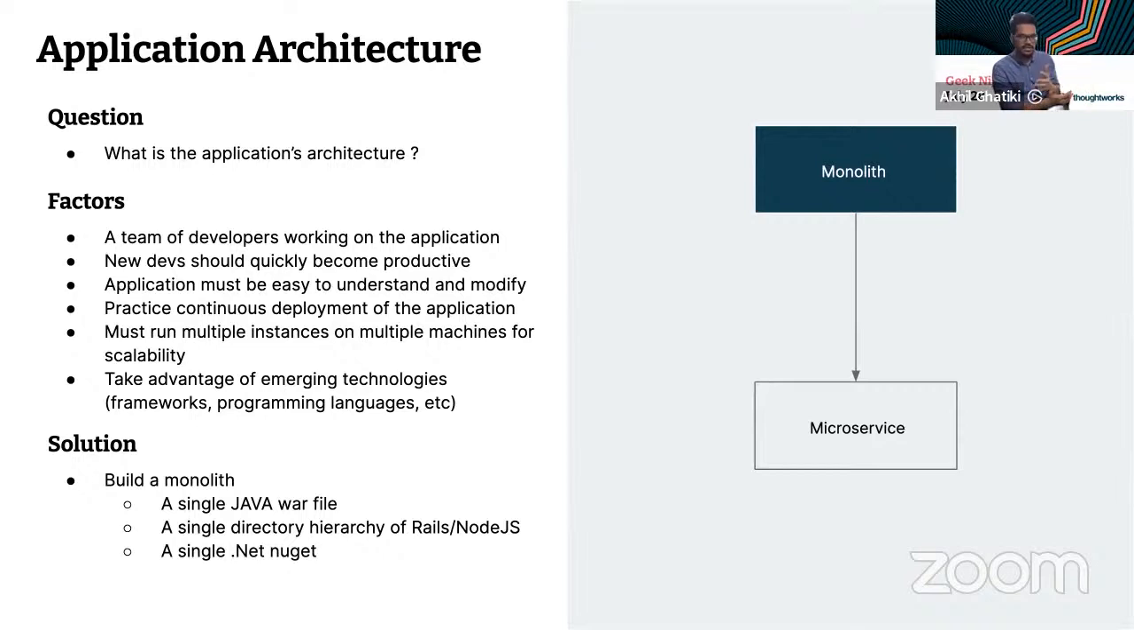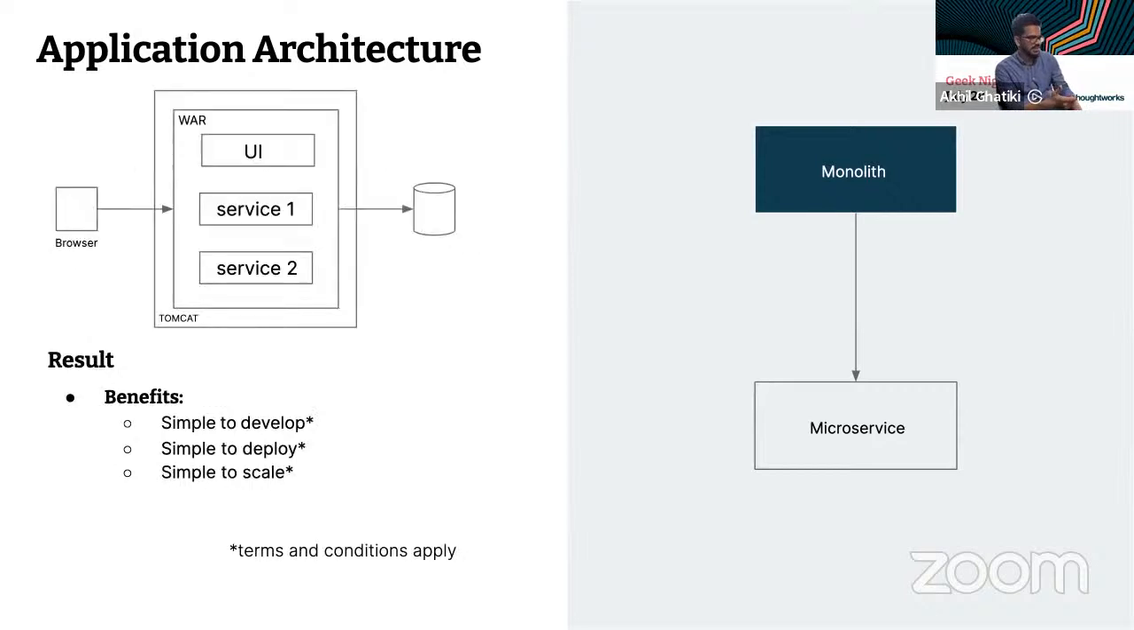So one solution you have is building a monolith. You build a Java WAR file, or a single directory of Ruby on Rails, or Node.js, or you can have a single .NET NuGet package. And you just go ahead, deploy it onto your servers, and then you continue with your business, right?